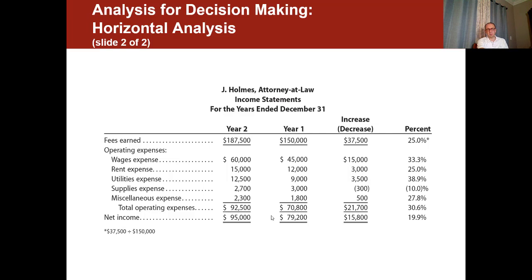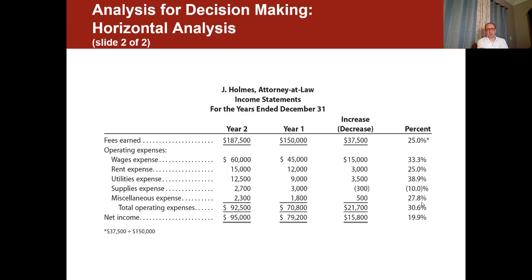The previous year, you can see that the net income was a little bit lower. So he or she had $150,000 in revenue, and their expenses were a little bit lower, and the total of the expenses were $70,800, and that led to a net income of $79,200. So if we get the difference, you can see that everything increased except for one thing, which is supplies expense. For some reason, they used their supplies more wisely or more efficiently, and that led to a decline in their supplies expense from 3,000 to 2,700.